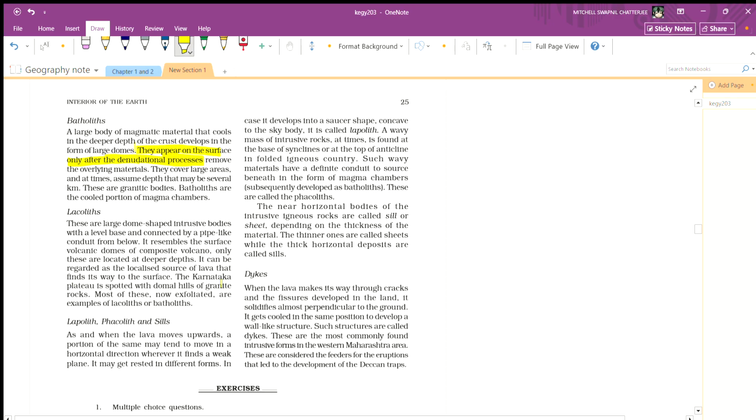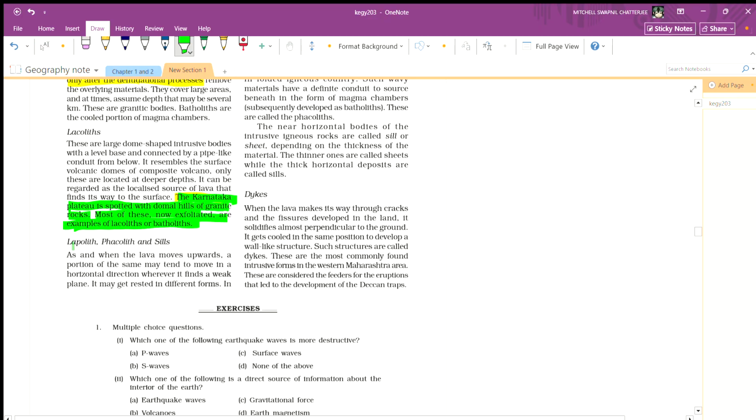The Karnataka plateau is spotted with hills of granite rocks. Most of these are exfoliated domes, examples of batholiths. Laccoliths and batholiths. Lapoliths, phacoliths, and sills.